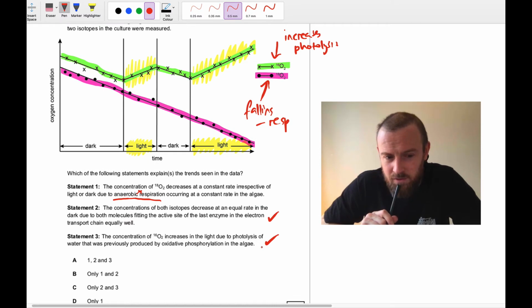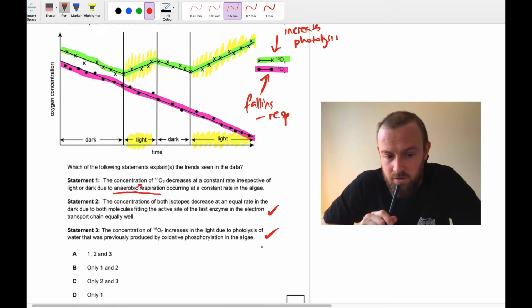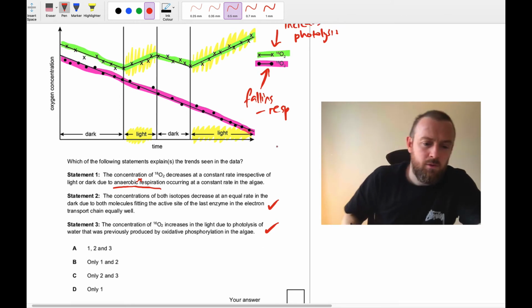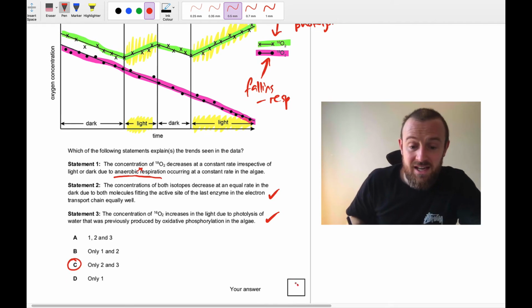Wait, hang on a second. Photolysis of water, that was previously produced by oxidative phosphorylation. I think it's 2 and 3. I almost thought it was only 2, but there's no option, so it's got to be 2 and 3. So the answer is C. Am I right on that one?